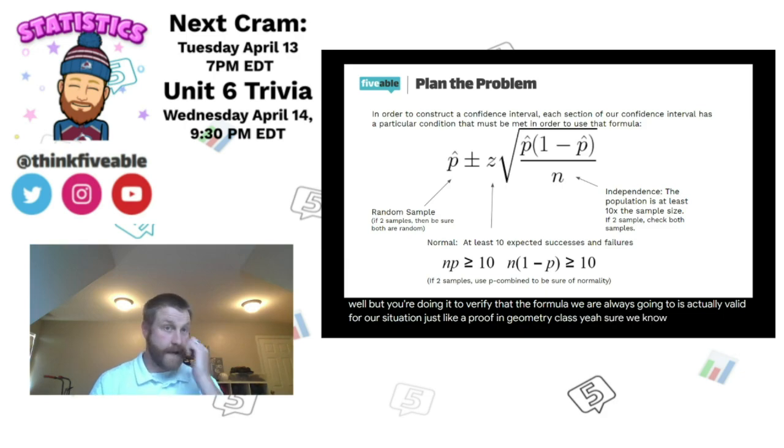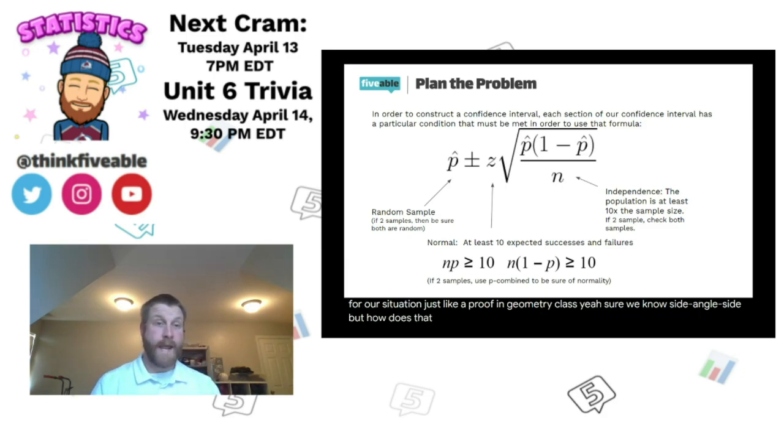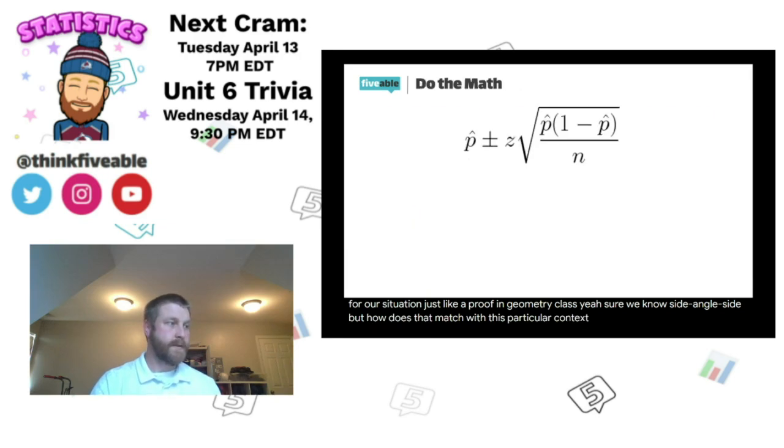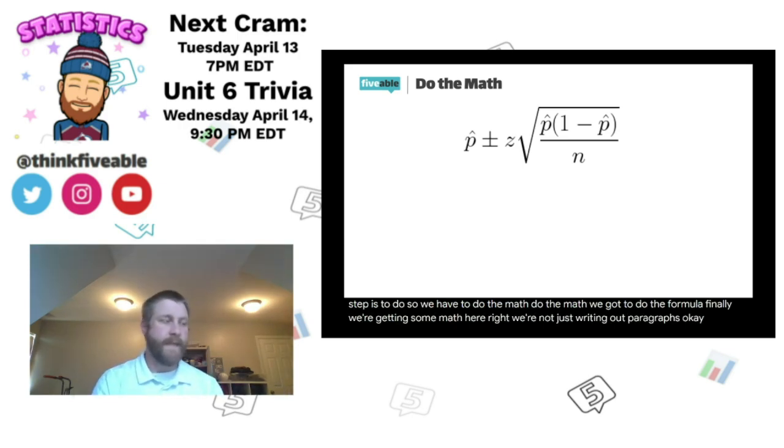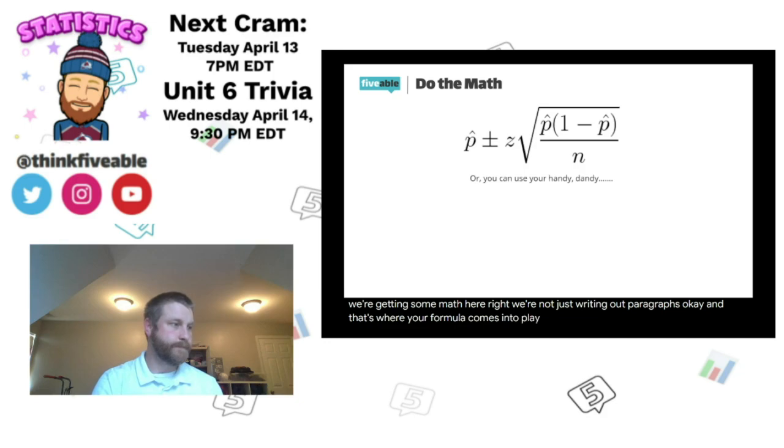Yes, we know side angle side, but how does that match with this particular context? All right, the next step, after state and plan, is do. So we have to do the math. We've got to do the formula. Finally, we're getting to some math here, right? We're not just writing out paragraphs. That's where your formula comes into play.